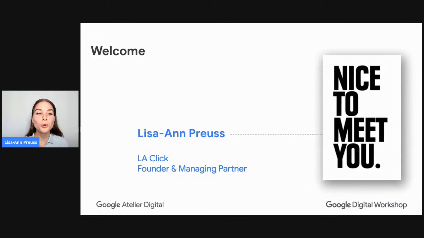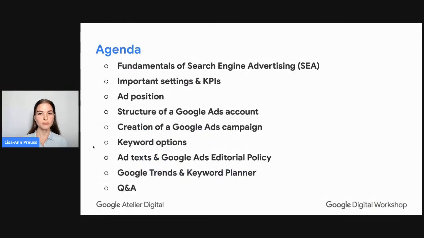I'll take you through the following agenda. First off, we'll look at the fundamentals of search engine advertising, also known as SEA, followed by some important settings and key performance indicators, or KPIs. And then we'll get calculating and calculate different ad positions and what it takes to get to that top position. After that, I'll explain the structure of a Google Ads account and how to create a Google Ads campaign.